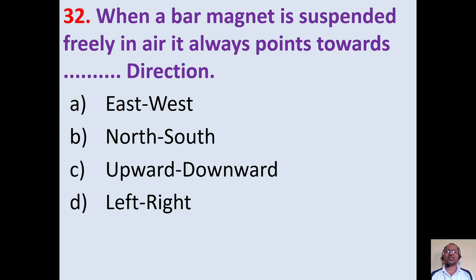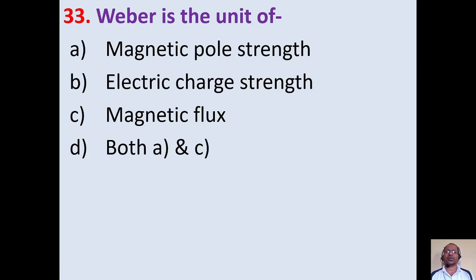When a bar magnet is suspended freely in air, it always points towards dash dash direction. We have seen that if a bar magnet is suspended freely, as in case of magnetic compass or compass needle, then it always shows north-south direction. And that's why magnetic compass is used to find direction. Weber is the unit of. We have seen that Weber is the unit of magnetic pole strength. Also, it is the unit for magnetic flux. So both options A and C are correct here.